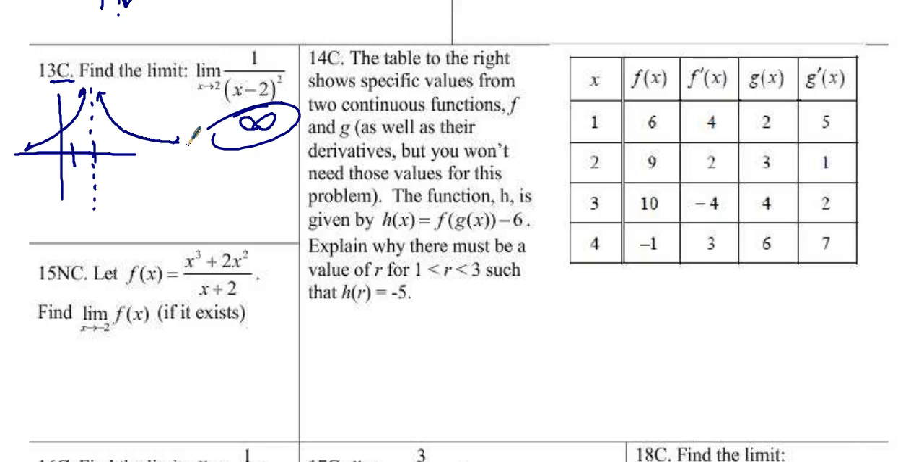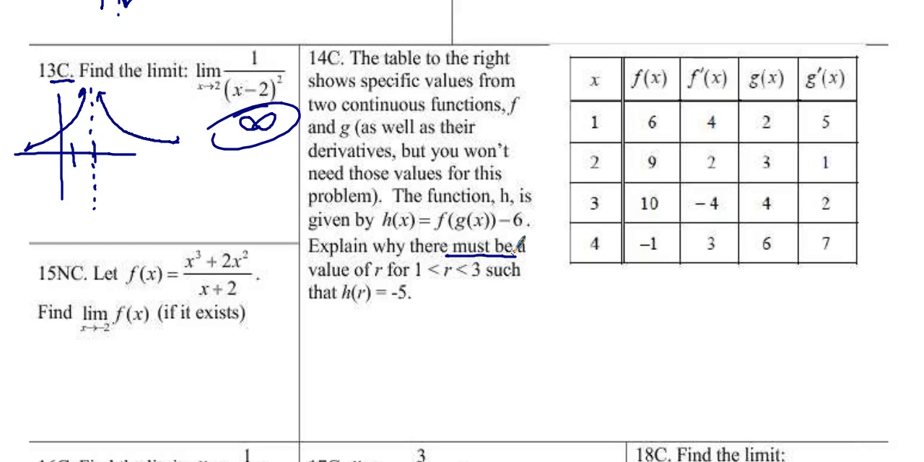Number 14 says we have a table of values that show 2 continuous functions, f and g, as well as their derivatives, but you won't need the derivatives for this problem because that's not until the next 6 weeks. The function h is given by h of x is equal to f of g of x minus 6. Explain why there must be a value of r between 1 and 3 where h of r equals negative 5. The only existence theorem we've talked about so far is the intermediate value theorem. So this is an IVT problem.